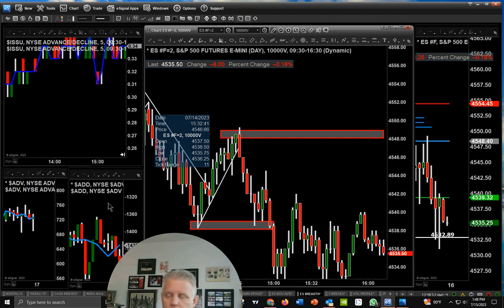NASDAQ also had several trend line breaks as well. I was going over my numbers, and July's been my best month since March. So there's about 2 weeks left. But anyway, there's been some good volatility.